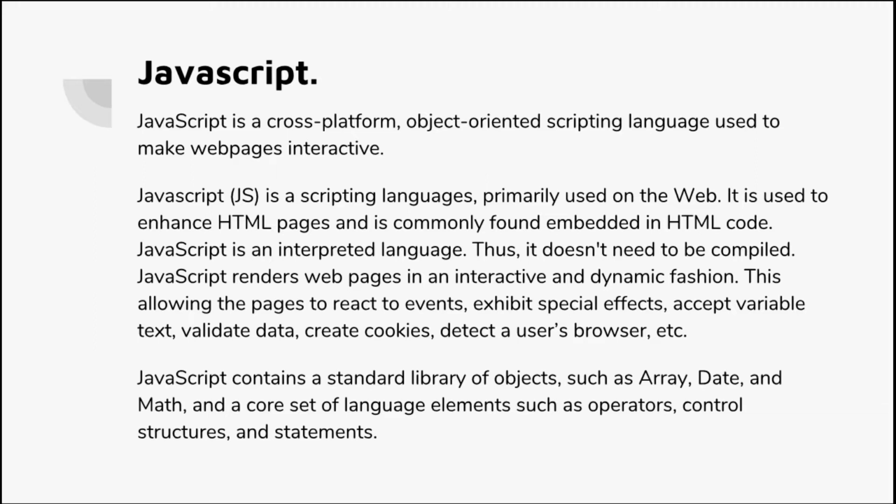This allows web pages to react to events, accept variable input, validate data, create cookies, detect a user's browser, etc. JavaScript contains a standard library of objects such as array, date, and math, and a core set of language elements such as operators, control structures, and statements.